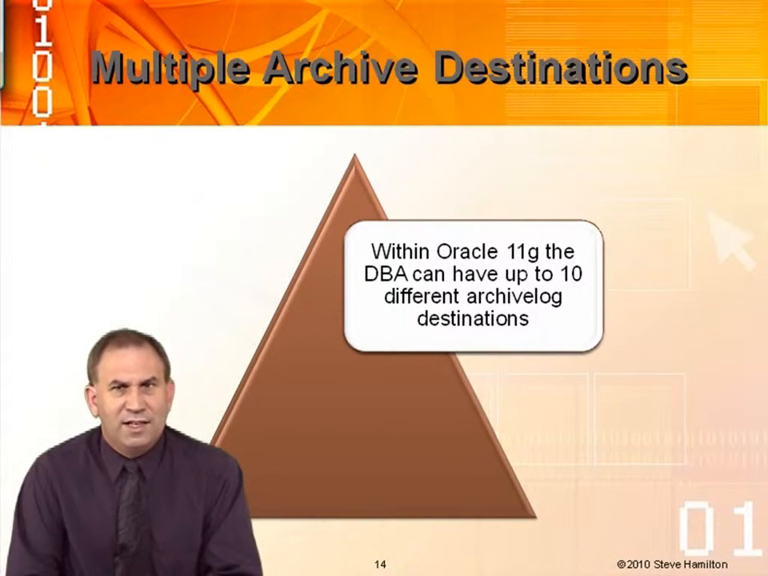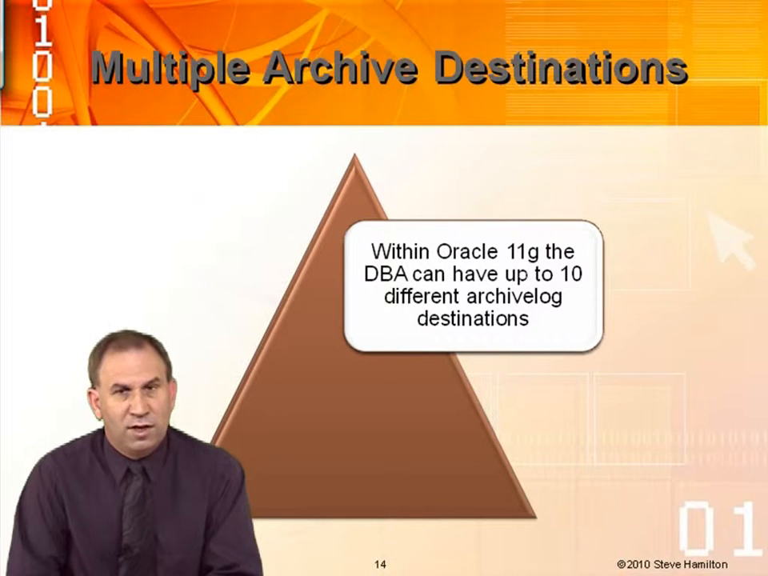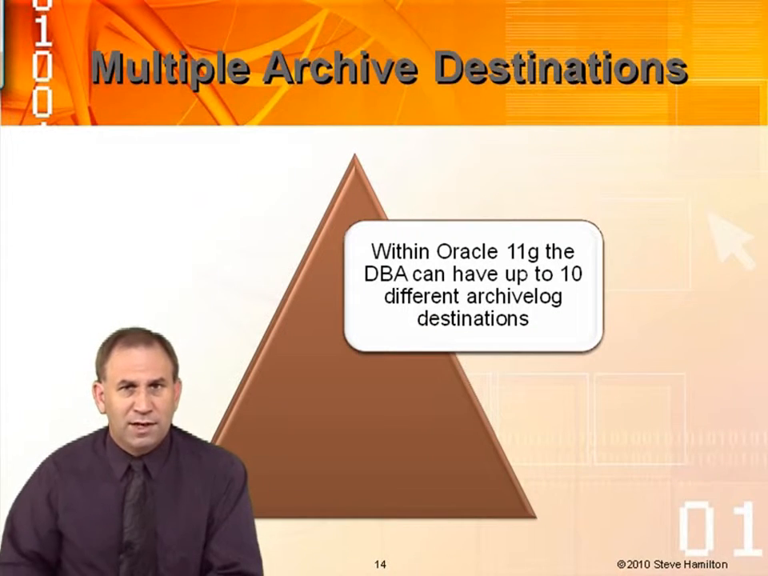Within an Oracle 10g and 11g environment, the DBA can have up to 10 different archive log destinations. By default, we're automatically writing to the FRA, which is going to be the 10th archive log destination. But best practice is to write to at least 2 archive log destinations.